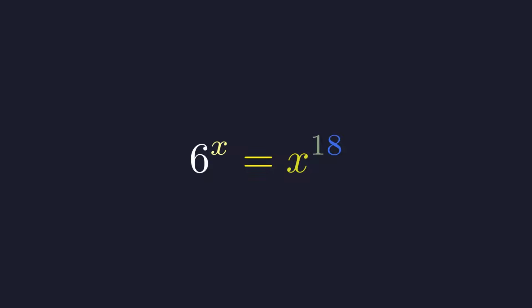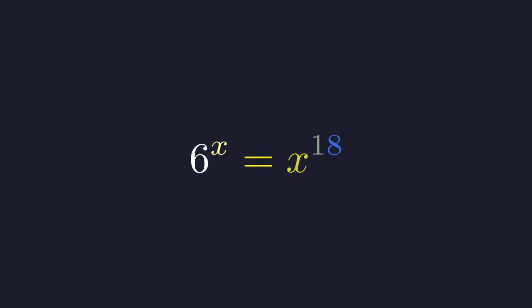Now, let's try to find an integer solution. Since the base is 6, it makes sense to try values related to 6. What about 36? When we substitute 36 for x, the exponent becomes 36 divided by 18, which gives us 2. And since 6 squared equals 36, we've got a perfect match. There's our first solution. So x equals 36 is our first solution.